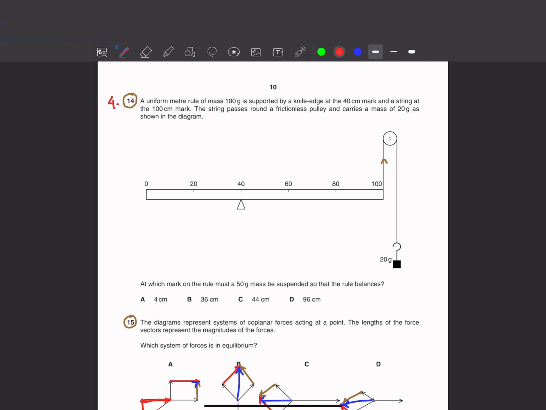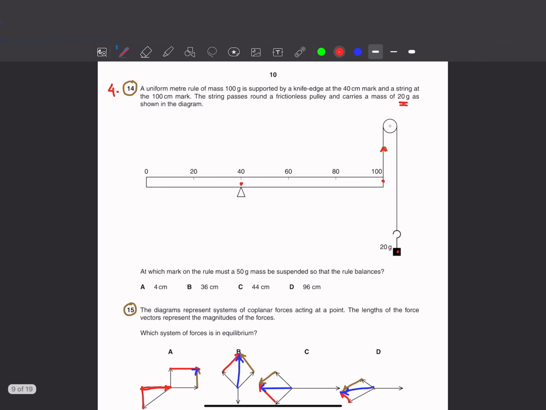A uniform meter rule of mass 100 gram is supported by a knife edge at the 40 centimeter mark. So this is what you have. This is the position of the knife edge where your ruler is balanced, and a string at the 100 centimeter mark. Here you have the 100 centimeter mark, and here you have the string, and the string passes round a frictionless pulley and carries a mass of 20 gram. So this is the mass over here as shown in the diagram. At which mark on the ruler must a 50 gram mass be suspended so that the ruler balances?